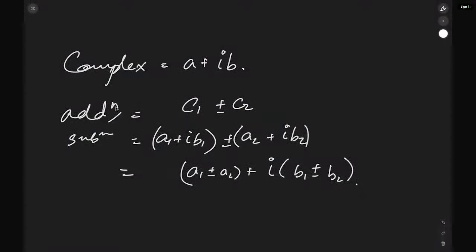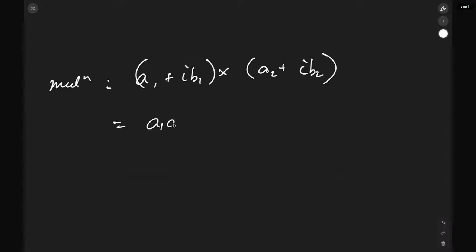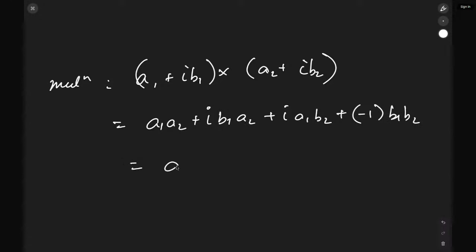For multiplication, a1 plus iota times b1 multiplied with a2 plus iota times b2. So it will be a1 a2 plus iota times b1 a2 plus iota times a1 b2 plus iota square, which is minus 1, times b1 b2. So we are getting a1 a2 minus b1 b2 plus iota times a1 b2 plus a2 b1.